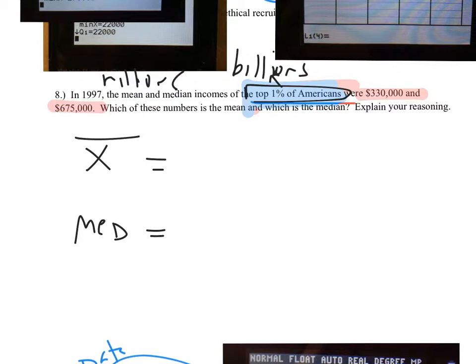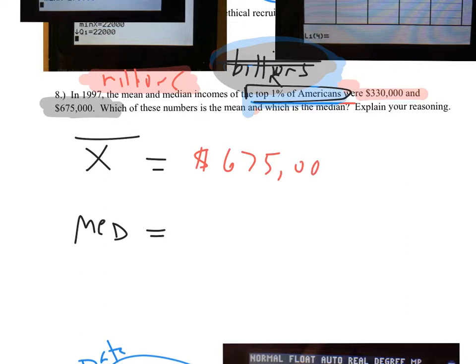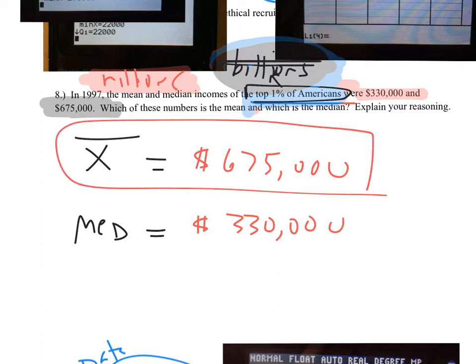So basically what this question is saying is, which is going to be which? Well, the people making billions of dollars, they're in the top 1%. The millions of dollars, they're in the 1%, but there's a few billionaires. What that's doing is it's going to make the average be much, much higher than the median. Here, I'm going to say that the average is 675,000 and the median was 330,000, because the average is much more subjective and influenced by outliers.